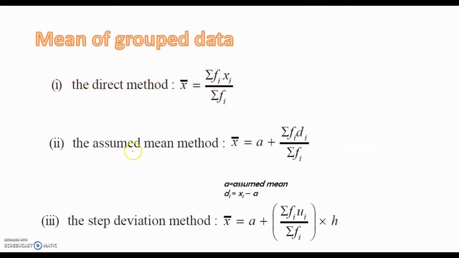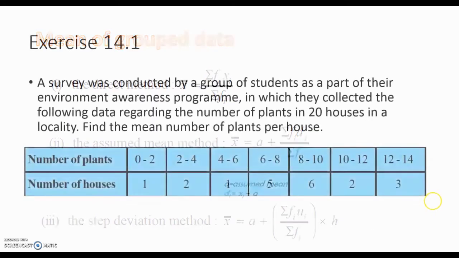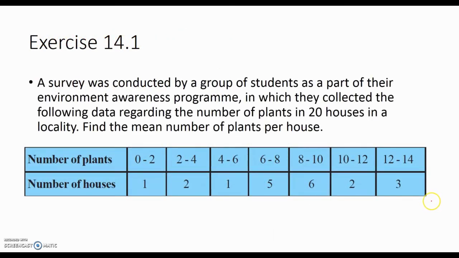A quick recap. This is the third method that we discussed. X bar is equal to a plus sigma fi ui by sigma fi multiplied by h, where ui is nothing but di by h, or you can write xi minus a by h. And how do you determine h? By looking at the values of di and finding out the common factor that we can utilize to divide all the di's. Okay, let's start with the exercise 14.1.